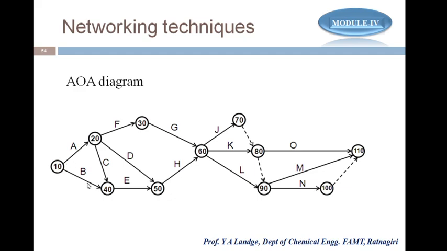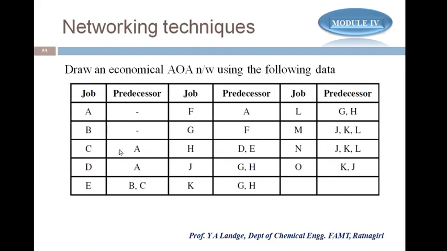After A and B, the next activity is C, but activity C depends on A. You see here, C depends on A. A is the predecessor for C, A is the predecessor for D, and A is the predecessor for F. So the predecessor A is for activities C, D and F. The predecessor being A means once A is completed, C, D and F can start.